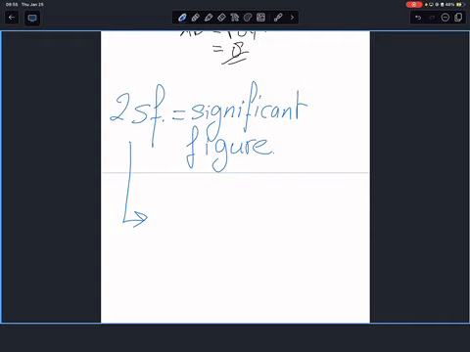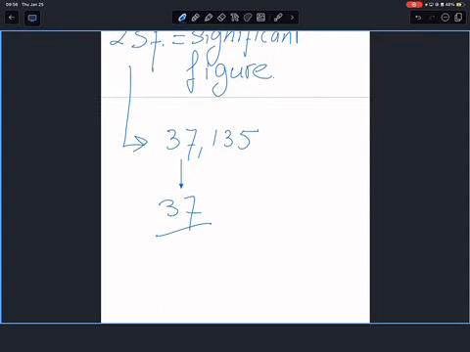So if you have a number and it says correct to two significant figures, your answer then in turn becomes 37. That is a significant figure. If your answer would have been correct to two significant figures, your answer would have been 62.